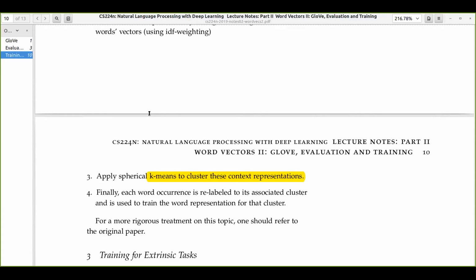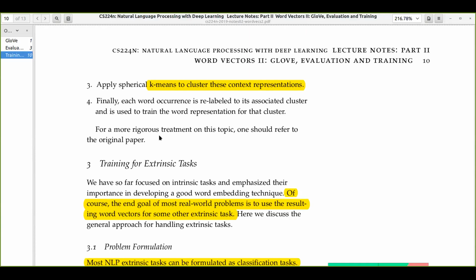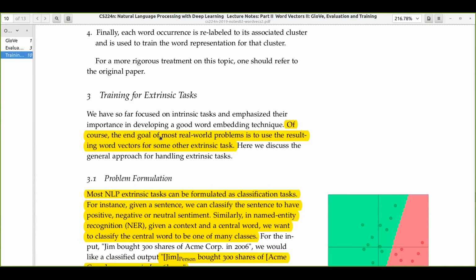So that way we are going to get word embeddings which contain more information. Yeah, so these are some other examples. Any questions so far, or is there anything anyone wants to add?